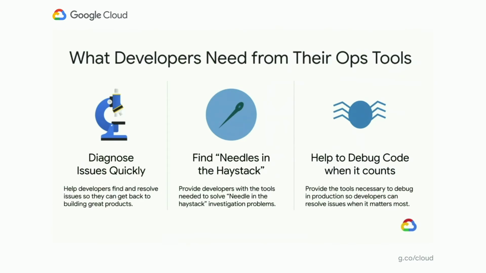When talking about how to help developers day to day, we first have to ask, what do developers need from their observability toolset? When we talk to our customers, there are three key themes that we see. First, they need to diagnose issues quickly. When there's an issue with your application or site, there isn't time to go hunting for logs or hunting for metrics. You need to be able to find the problem and diagnose the problem with ease.